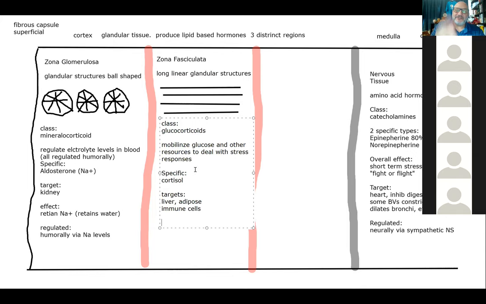Excellent. All right. So we've talked about the targets. We've talked about the function. What we haven't talked about is how do we regulate these glucocorticoids in our zona fasciculata. Sounds like more by negative feedback. Well, remember, everything is by negative feedback. But in this case, if we have a stress response and we want to mobilize these resources, it's more neural. Only there was a way that we had to specifically target the activation of the cortex of our adrenal gland.